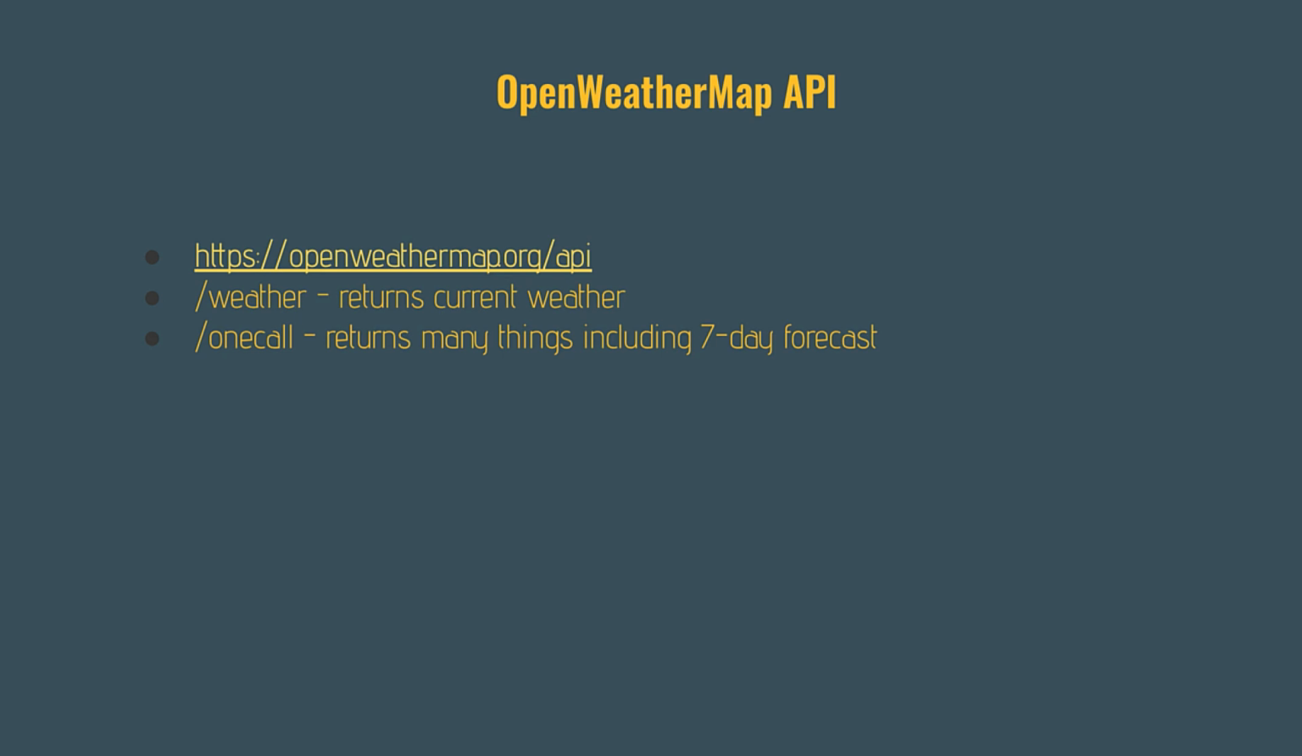The two endpoints we're using, one is /weather that will return us the current weather. We'll also be getting a lat-long location from that endpoint. And then we have the One Call endpoint, which is kind of their new one-stop shop endpoint that can return a lot of different things, but we're going to be using it to get a hold of the 7-day forecast for our specified location.